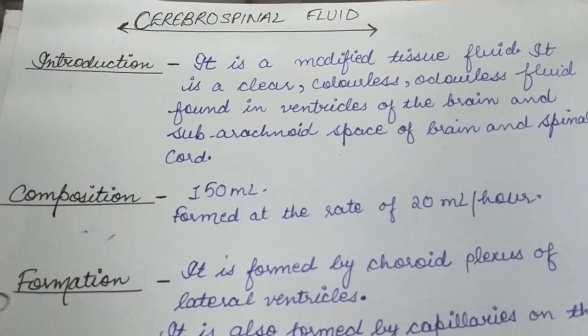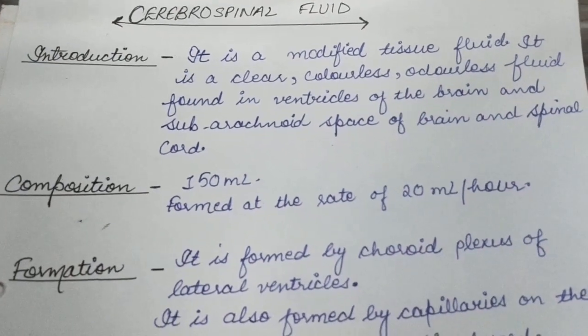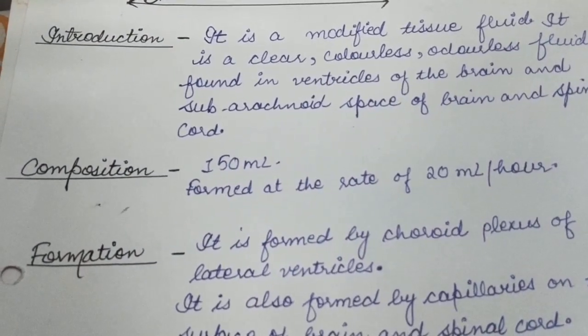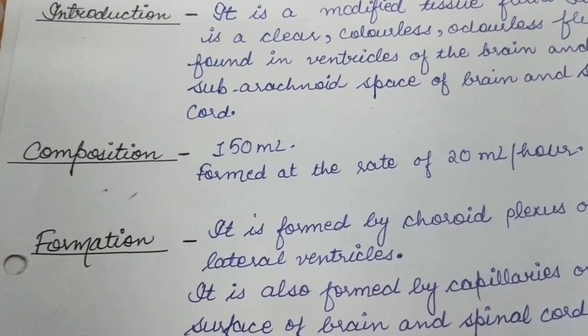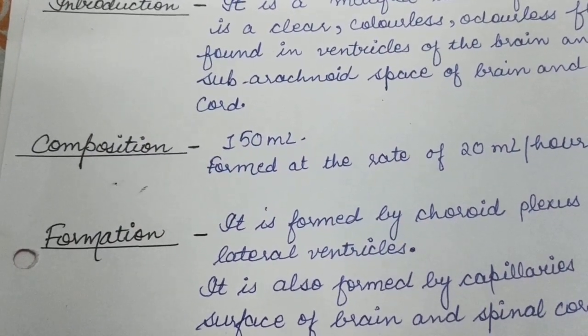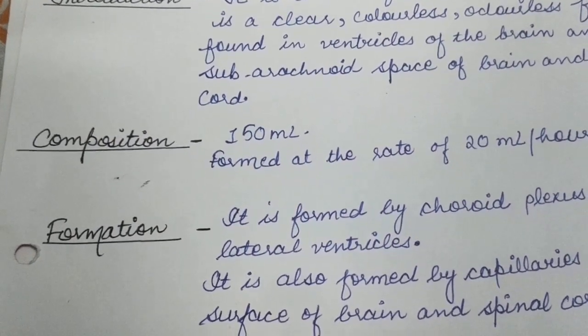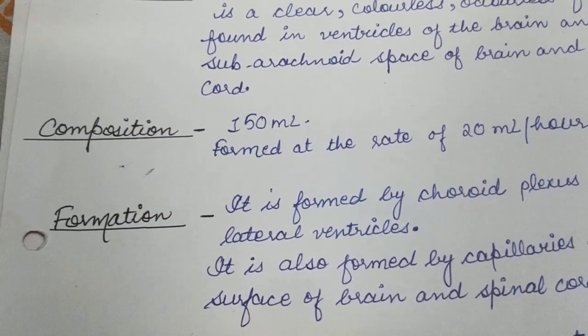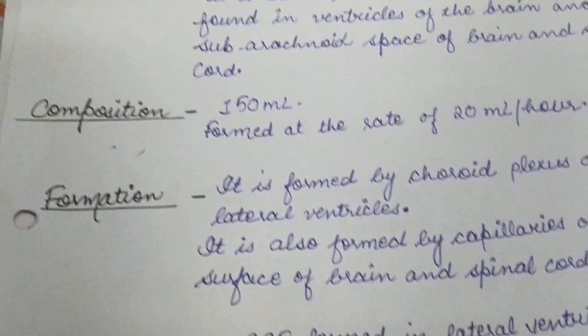Students, without wasting time, let's start the CSF. It is a modified tissue fluid. It is colorless, odorless, and found in the ventricles of the brain. Subarachnoid space is the space between the arachnoid, that is the second layer, and the pia mater, that is the inner layer of the brain or the spinal cord. So it is found in the subarachnoid space of the brain and spinal cord.